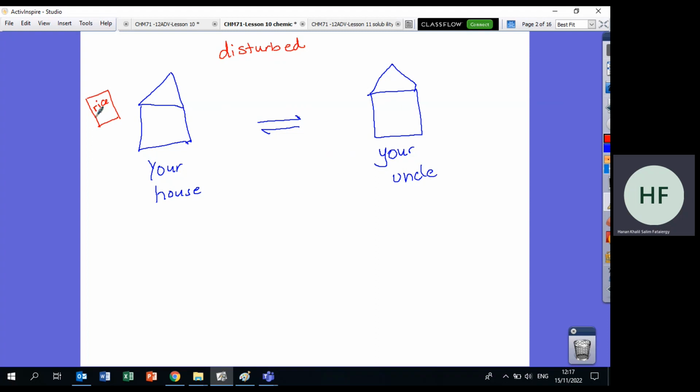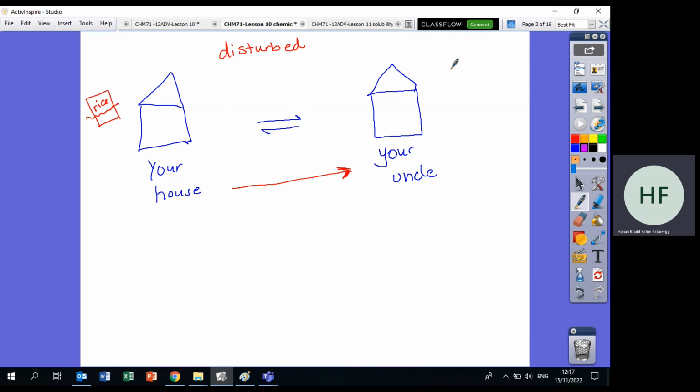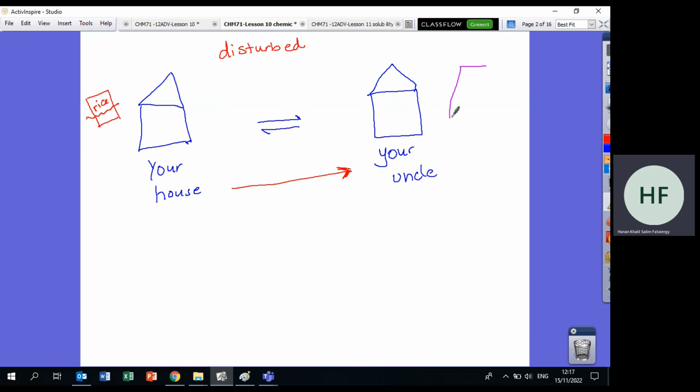What will happen to make equilibrium again? So what we will do is we will divide half of this bag and we will send it to our uncle's house. Why? To make equilibrium again. Now, one friend of your uncle came to visit your uncle's house and he brought for them a bag of flour. Now, again, the equilibrium is disturbed. What will your uncle do? They will take half of the flour and they will send it to your house.